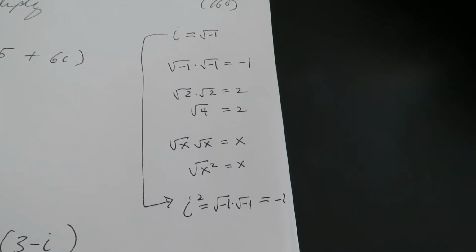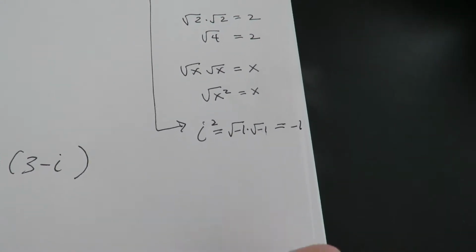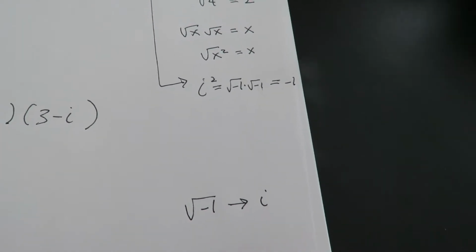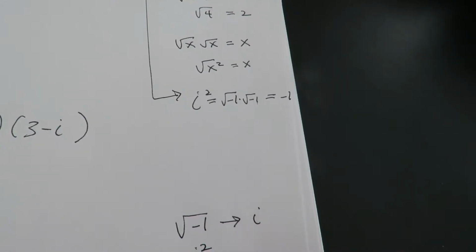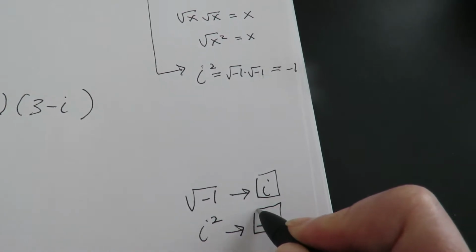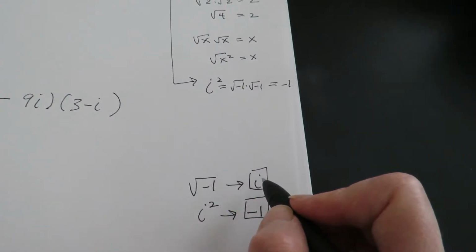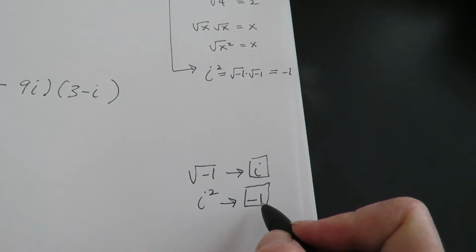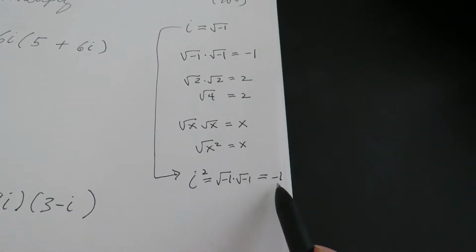So what I need you to memorize is, if you have a radical negative 1, I want you to write it as i. If you have an i squared, I want you to write it as negative 1. I'm looking for the answer to be in this form. So don't leave a negative under the radical, write it as an i. Don't leave anything as an i squared, write it as a negative 1. So again, the concept: 2 under, 1 out.